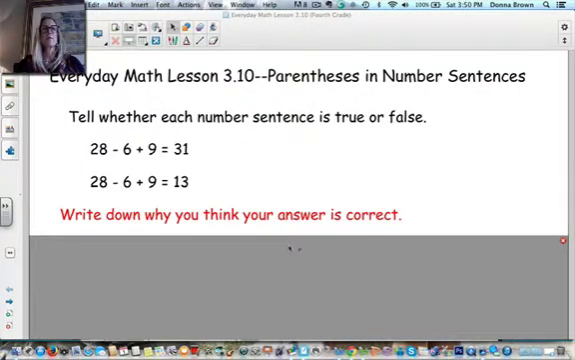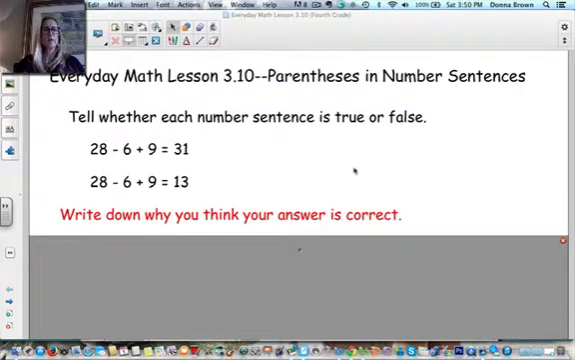Today's lesson, Everyday Math 3.10, is a lesson about parentheses in number sentences. So if we look at this first example here, you have a sequence of numbers, 28 minus 6 plus 9, with two different outcomes. So I want you to tell whether each number sentence is true or false.